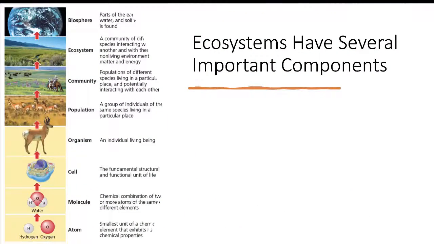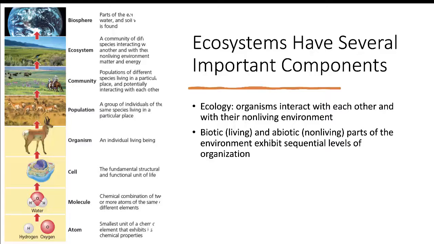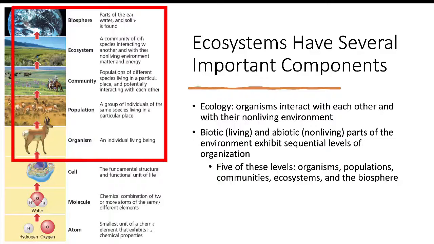Ecosystems have several important components, and the field of study in science that examines how organisms interact with each other and with their non-living environment is referred to as ecology. Now, there's a couple of important terms to think about. Biotic represents the living parts of the environment, and abiotic represents the non-living parts of the environment. Together, they exhibit sequential levels of organization, and those are the levels that we will focus on in this course. Those levels include organisms, populations, communities, ecosystems, and the biosphere.